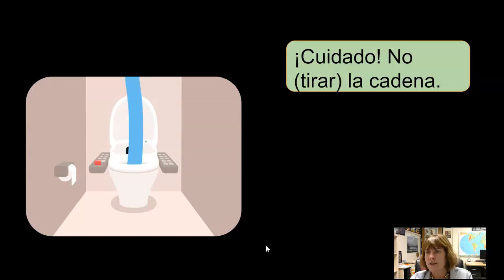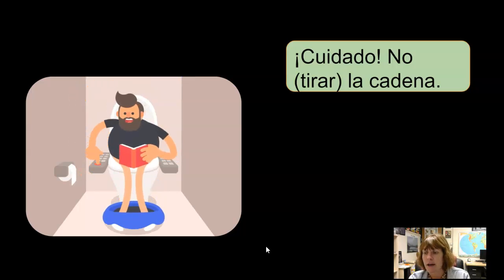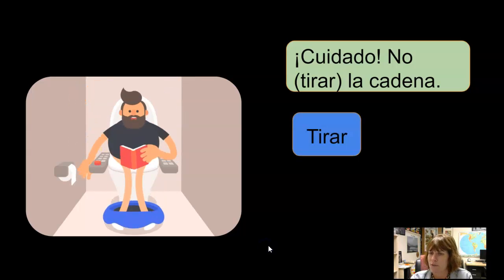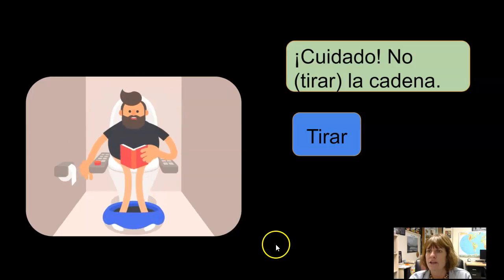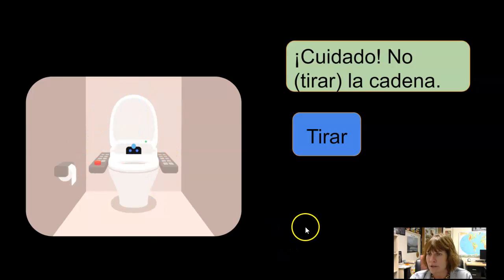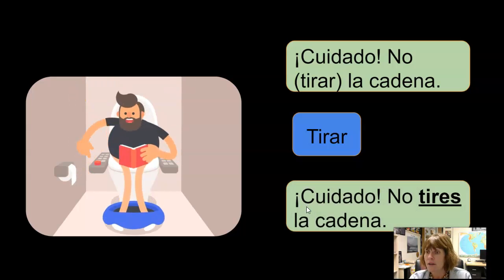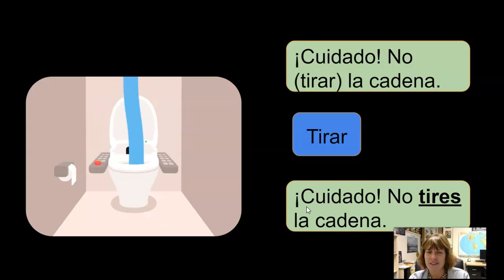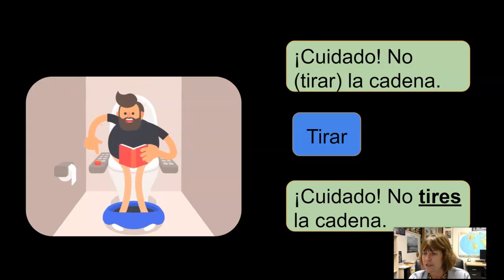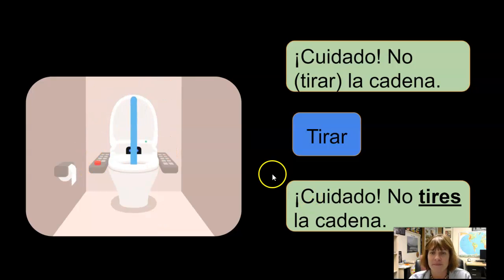Cuidado, no tirar la cadena. El verbo es tirar, which means to pull. In this context, though, it means to flush. So tirar, tiro, you drop the o, you add the opposite ending. Cuidado, no tires la cadena. Careful, don't flush the toilet. Inodoro is the word for toilet. Baño is bathroom.